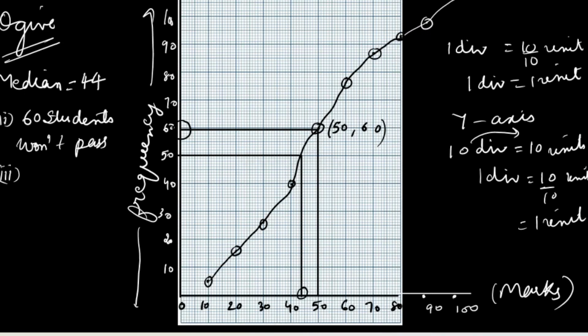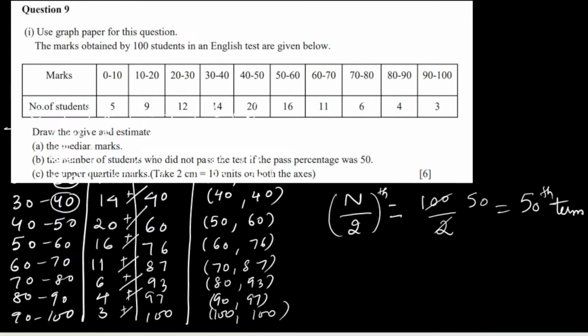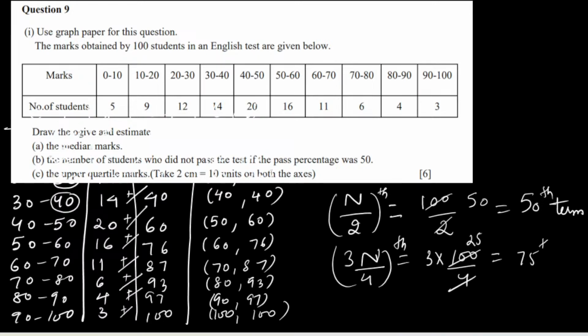Now the third one we have to do. So what's the third one we have to find? Upper quartile we have to find. For the upper quartile, which term do we have to see? For the upper quartile, we have to see the 3n by 4th term. So 3 into n, where n is the total of the frequency, that is 100, by 4. So 25 into 3 now we have to do. So that's equal to the 75th term. So 3 into 25 is 75.